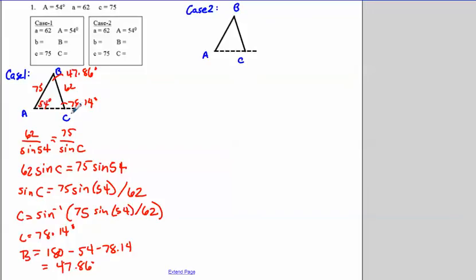All right, and now the other piece of missing information is side B. So to find B, I'm going to do B over the sine of 47.86 is equal to, and it's best to use your original information, so I'm going to do 62 over sine 54. And I'm going to multiply both sides by the sine of 47.86, so I'm going to get B is equal to 62 times the sine of 47.86, and that's divided by sine of 54.